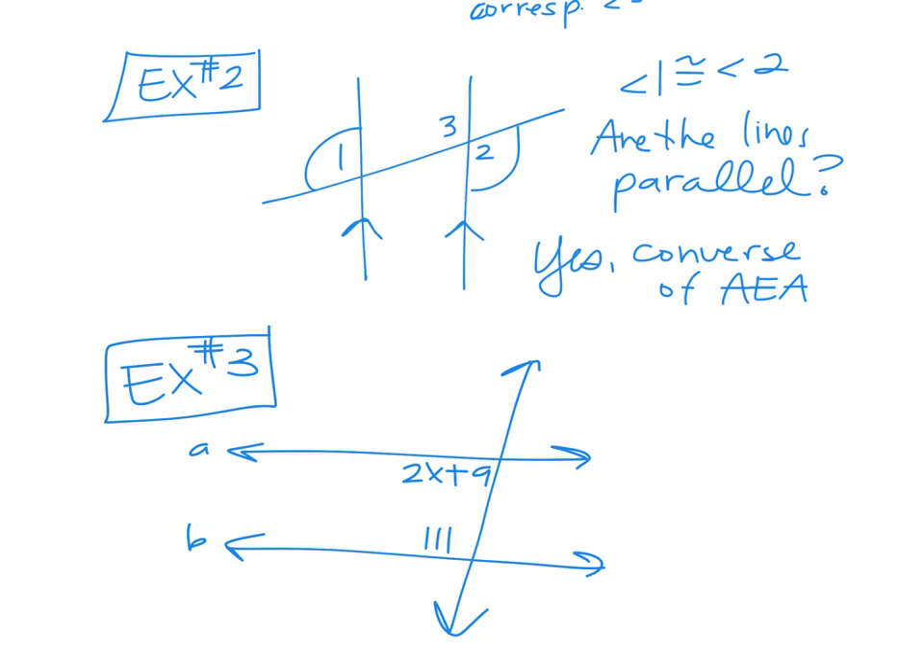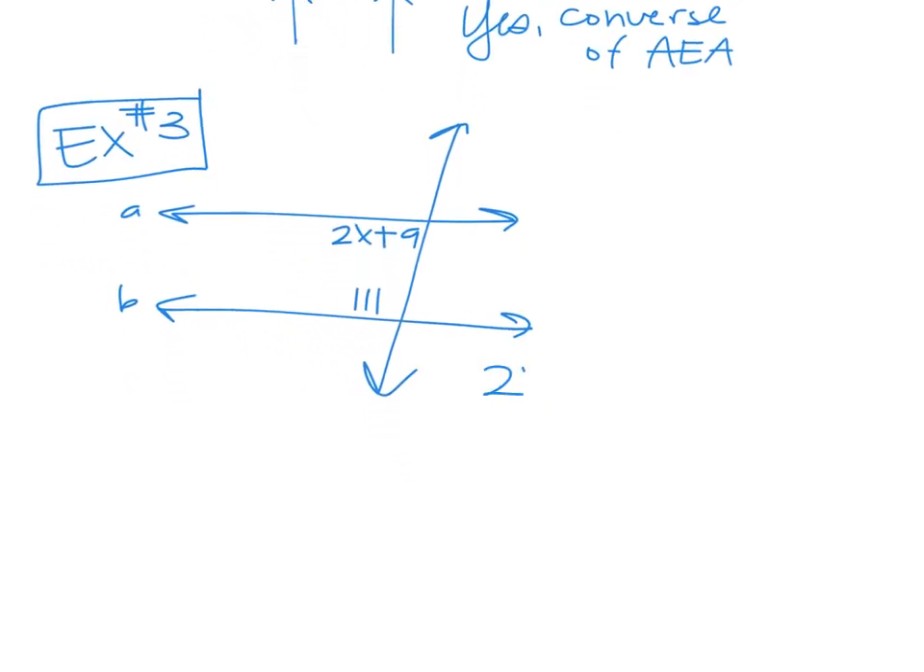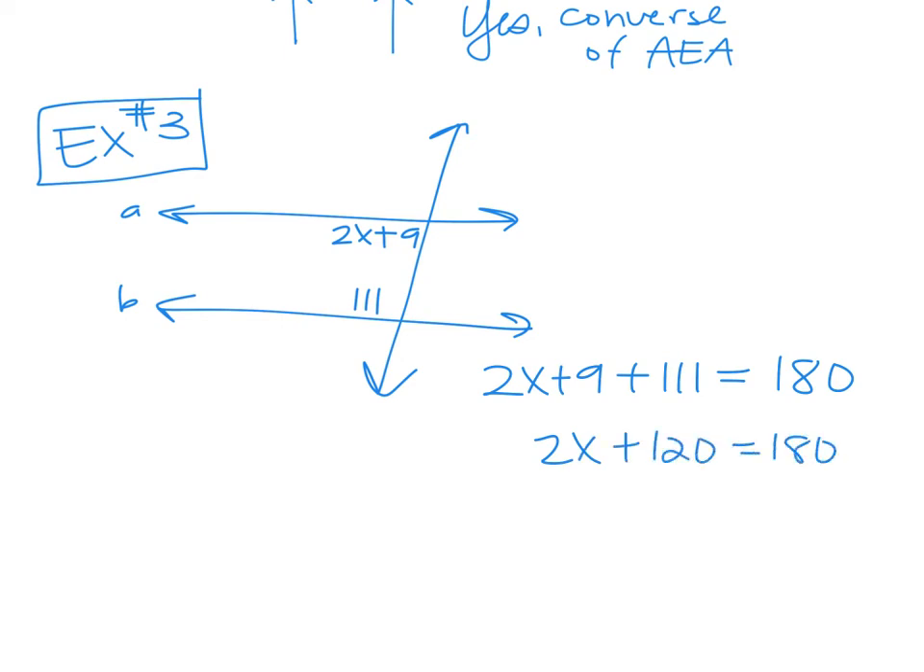So how would I set this up in order for A to be parallel to B? What kind of angles are those? Those are same side interiors, okay? What do we know about same side interiors? They are supplementary. So you're just gonna take this and say 2x plus 9 plus 111 and set that equal to 180. So 2x plus 120 equals 180. You're gonna take away the 120, so 2x equals 60. And then divide by 2, so x is 30.